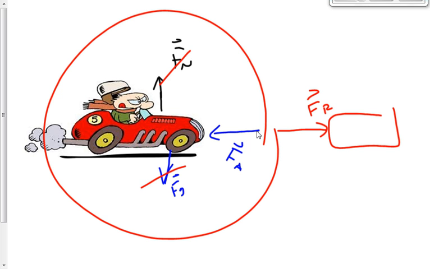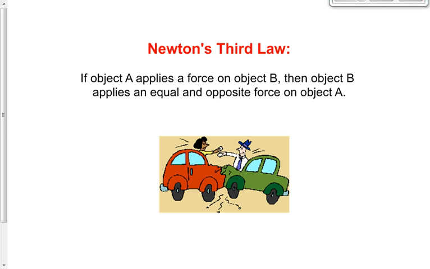If object A applies, you can even quote Newton's third law. Mrs. Stafacek, if object A applies a force on object B, object B applies an equal and opposite force on object A. I'm not sure how far that'll go in your defense, but it's true. That's right, he headbutted your fist. Newton's third law, now you can write it down. Newton's third law: if object A applies a force on object B, object B applies an equal and opposite force on object A.